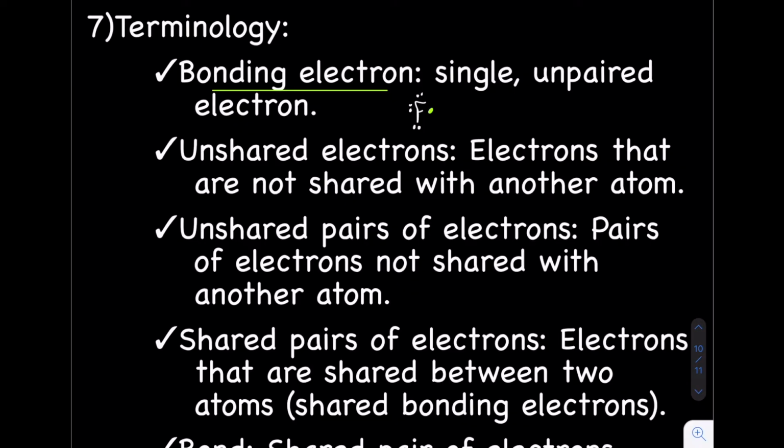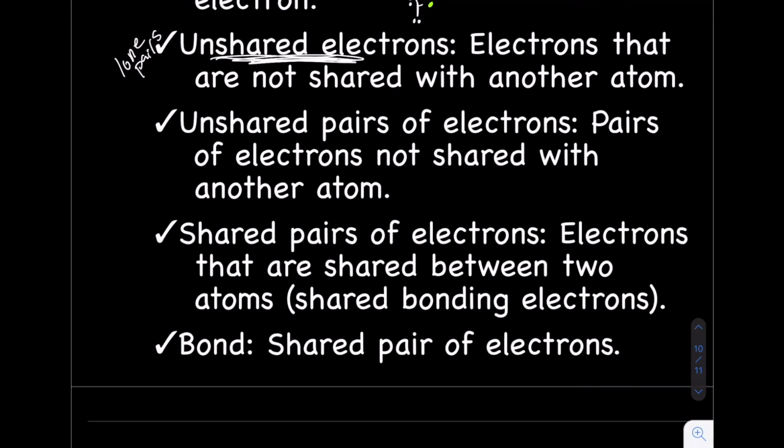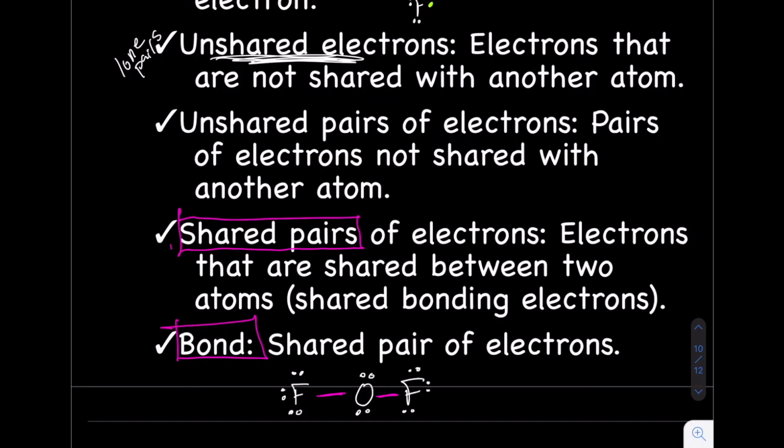Unshared electrons are electrons that are not shared with another atom, also known as lone pairs. And in my F example, the unshared electrons are the white ones. An unshared pair of electrons is a pair of electrons not shared with another atom, so two. Shared pairs of electrons are electrons that are shared between two atoms. So an example of a shared pair, let's put our example back. This is a shared pair, the pink one, and a bond is another way of saying a shared pair.